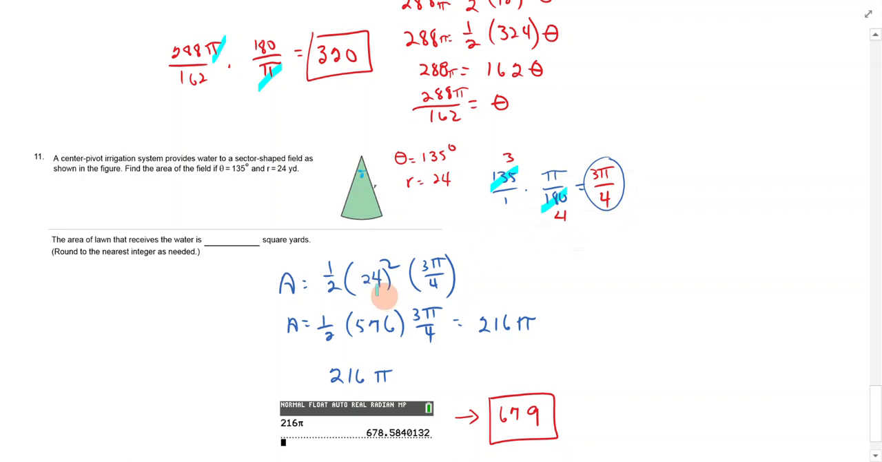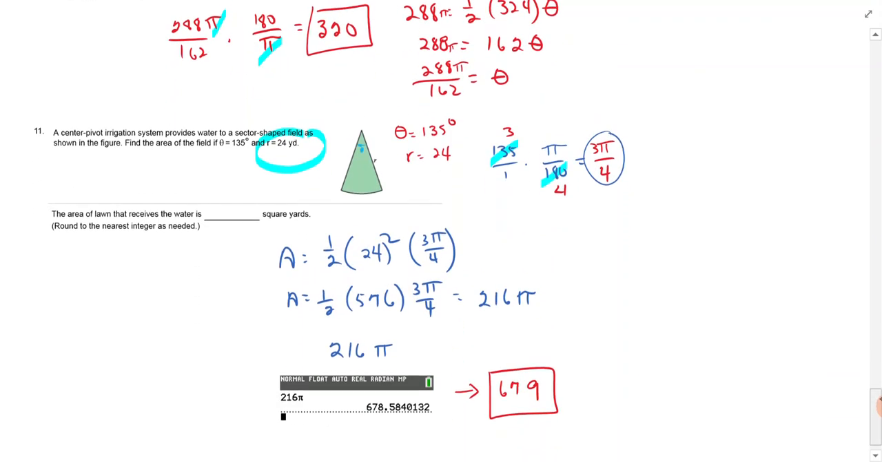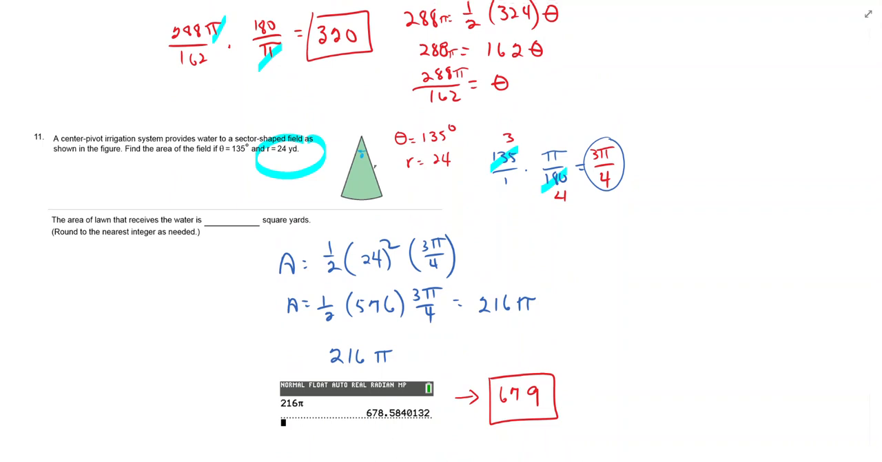R is 24. That was given right here. And so we have 1/2 times 24 squared, which is 576, times 3 pi over 4. That ultimately gives us 216 pi, but it says round to the nearest integer. So we multiply 216 times pi, we get 678.5. That becomes 679. So those are some applications with the radian measure, and hopefully after doing a few, you will feel more comfortable doing that.